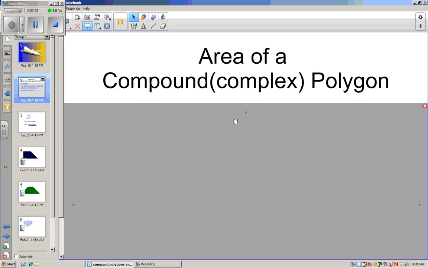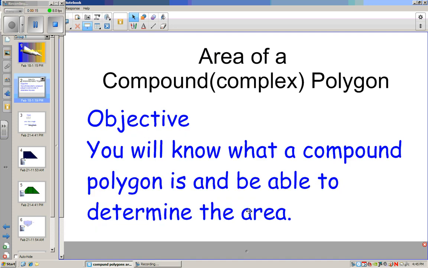Today, we're going to be talking about the area of a compound polygon, sometimes called a complex polygon. And our objective by the end today is that you're going to know what a compound polygon is, but also you're going to be able to determine the area of a compound or complex polygon.